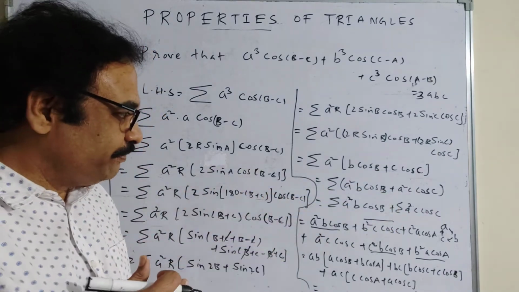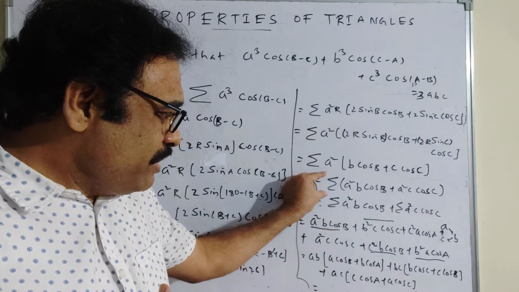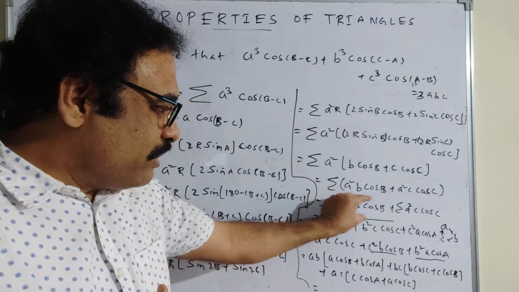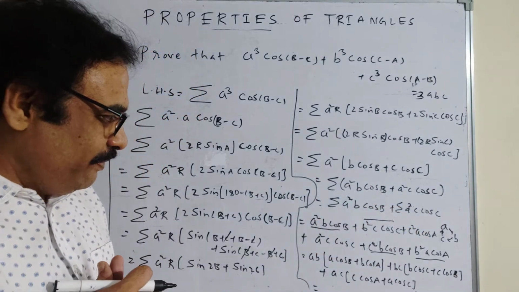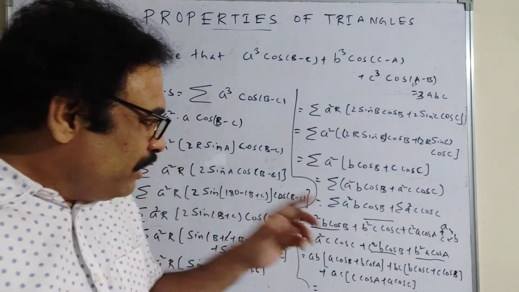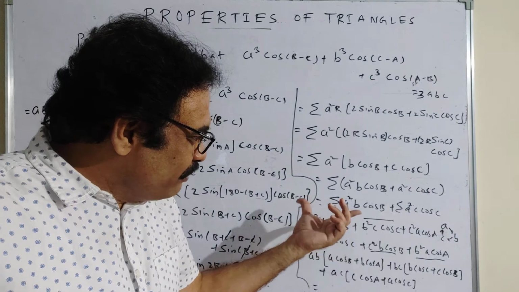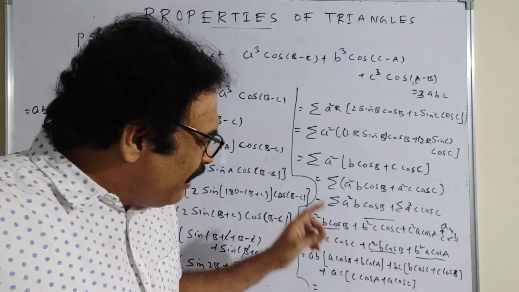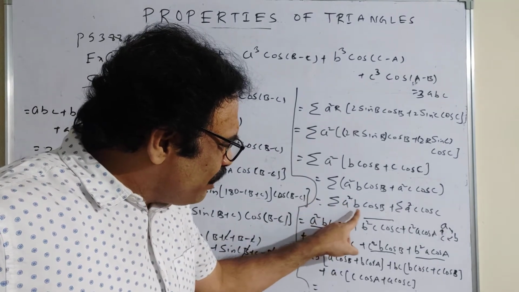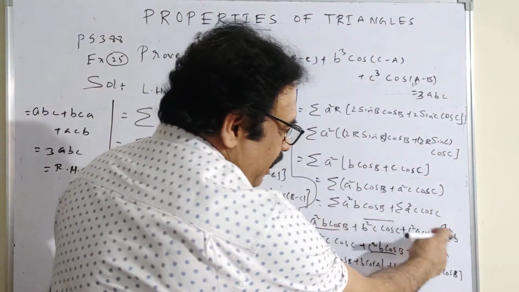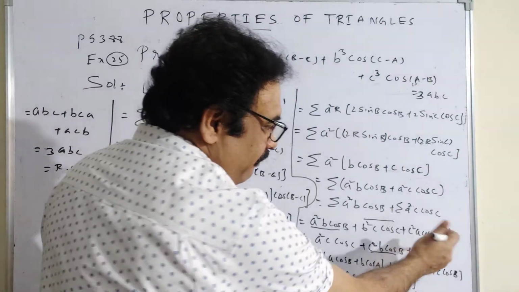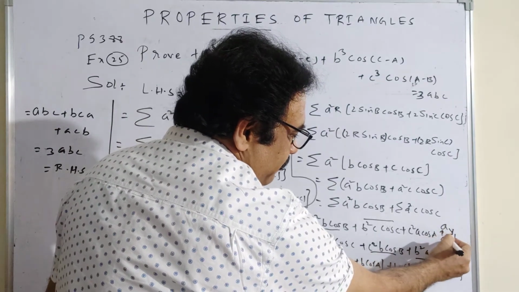Now, next step, this summation should be applied to a square b cos b, and this summation should be applied to a square c cos c. Now coming back to the point, what happens if I remove the summation? As we know, this is going with a and b. Now we'll do one thing: we'll keep a, we'll keep b, we'll keep c.